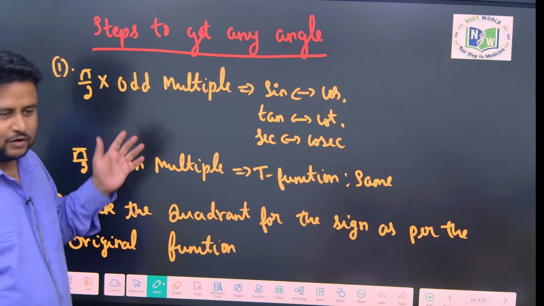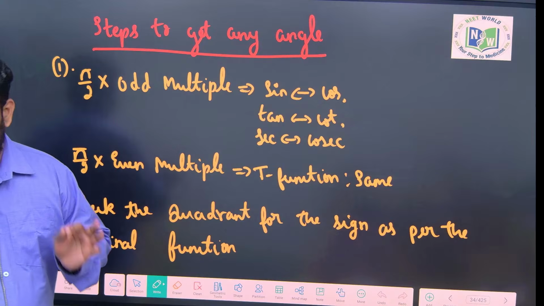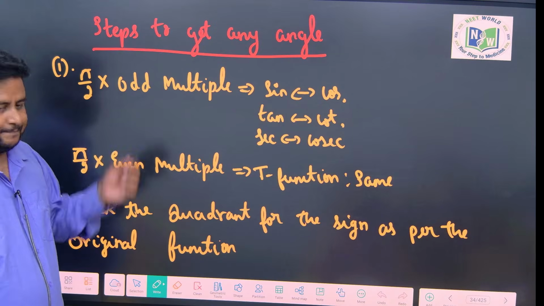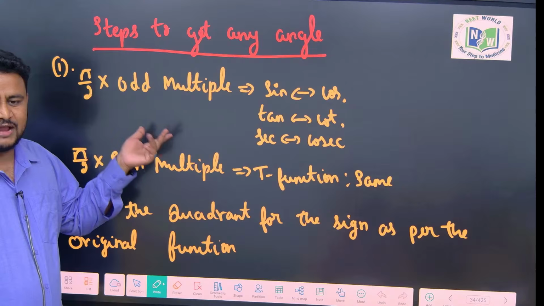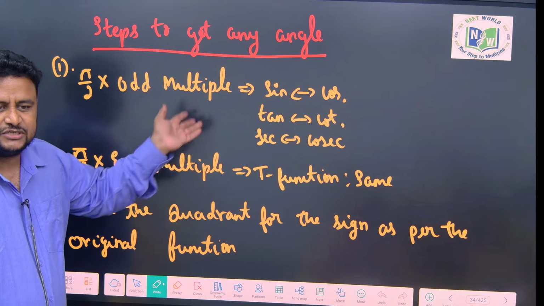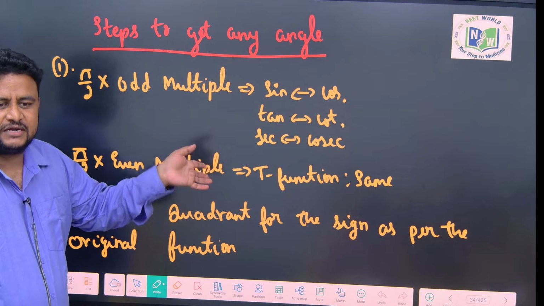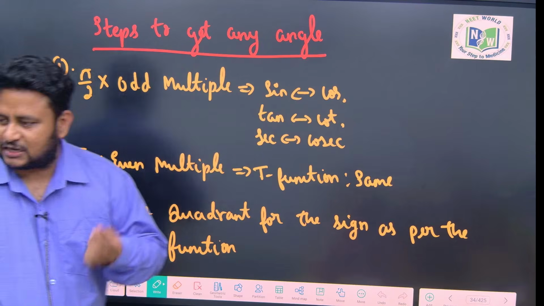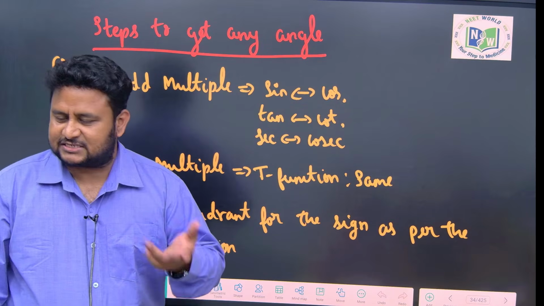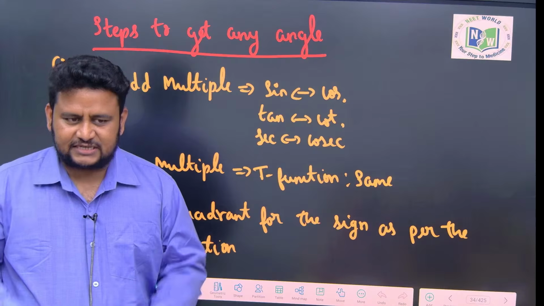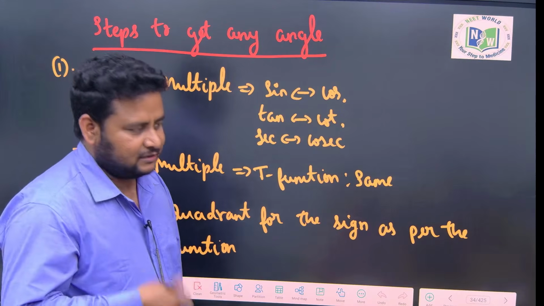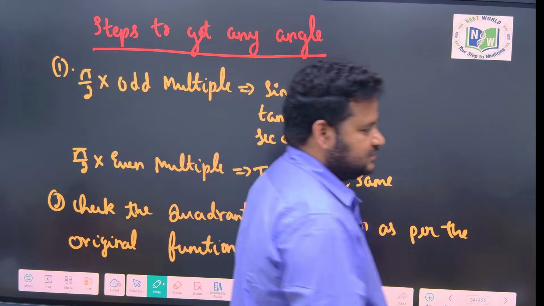First of all, pi by 2 means 90 degrees. Take pi by 2 into an odd multiple. What will happen? Sin will change to its complementary, which is cos. Sin of 90 minus theta is cos theta. Cos of 90 minus theta is sin. Similarly, tan of 90 minus theta is cot, cot of 90 minus theta is tan, and secant and cosecant swap.